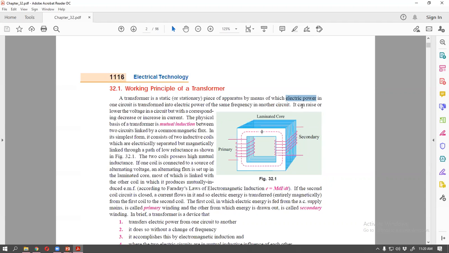Electric power in one circuit is transformed into electric power of the same frequency in another circuit. So frequency and power both are the same. It is transferred from this section to this section. This is the main part.